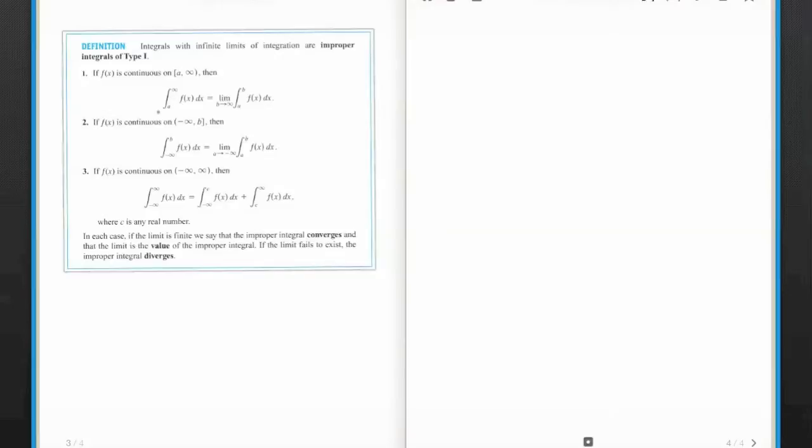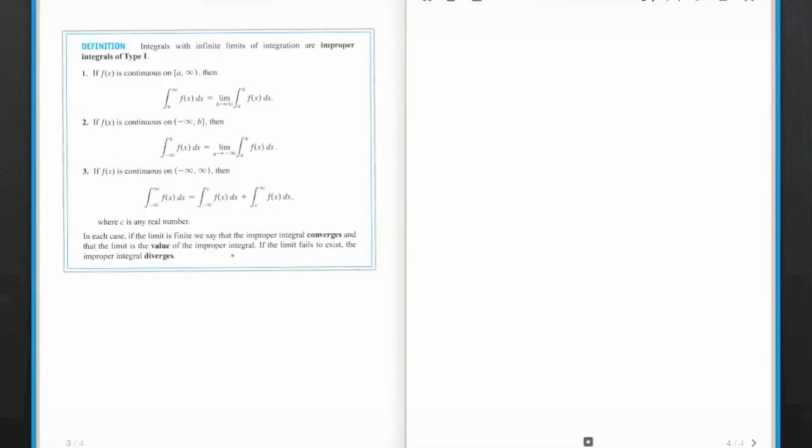And then we can do the same thing from negative infinity, and we can do the same thing from negative infinity to infinity, which means we just have to swap out some integrals a couple times, right? In each case, if the limit is finite, we say the improper integral converges, and that the limit is the value of the improper integral. If the limit fails to exist, the improper integral diverges.